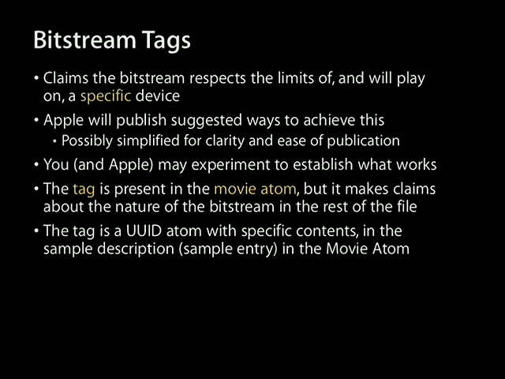If you can prove to yourself, to your own satisfaction, that your software writes files that actually do work on the iPod video, even though it doesn't quite follow the recipe we publish, then bully for you, that's great, go ahead. Now, the UUID tag that I just mentioned, you have to put that in the movie atom. But it's making a claim about the nature of the bitstream and the rest of the file, which, as I said at the beginning, we didn't look at when we were looking to see whether a file was suitable for a device. We're just looking at the movie atom and the tags and the brands in the file type atom. So the tag is a UUID atom, specific content in the sample description in the movie atom, saying something about the bitstream.